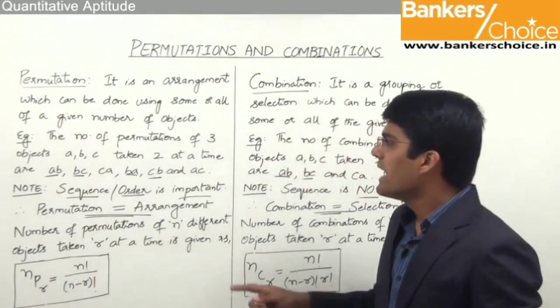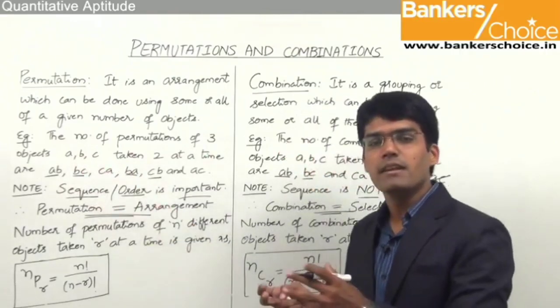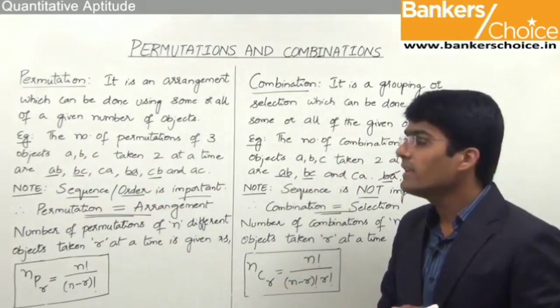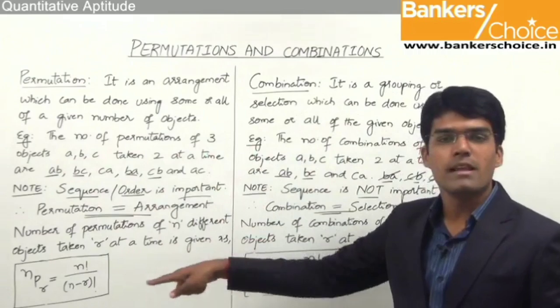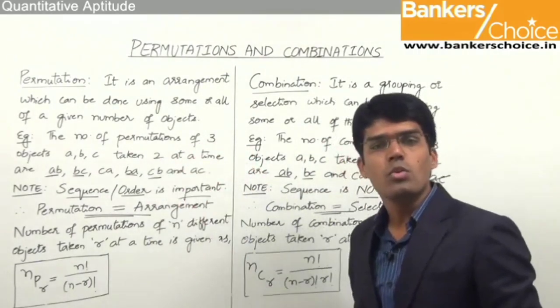For example, as we have seen here, we have got total 3 objects A, B and C, and we have taken 2 at a time. So let us see how to get the answer with the help of the formula. We have total 3 objects and we need to take only 2 at a given time.